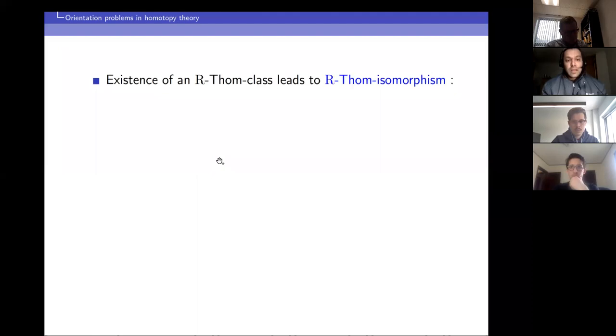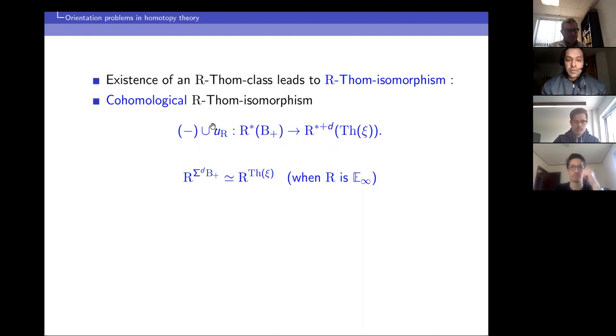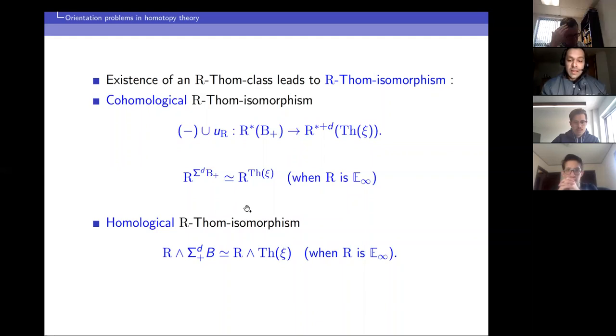Existence of an R Thom class leads to an R Thom isomorphism. For example, a cohomological version would be that the unreduced R cohomology of the base space is going to be equivalent to the reduced cohomology of the Thom space, and the equivalence is given by cupping with the Thom class. Or if R is really nice, for example, structured, which is if it is E infinity, then we have a space level version of the same cohomological Thom isomorphism. And then there is also a homological version of this R Thom isomorphism. Again, if R is E infinity, just think what it would give once we apply the homotopy groups functor to this equivalence.